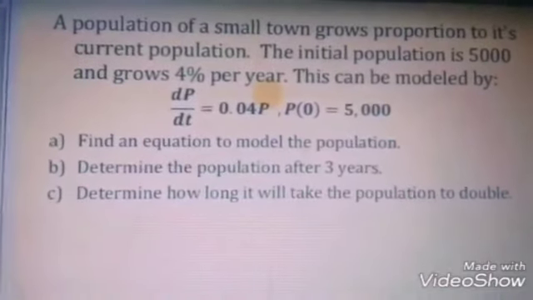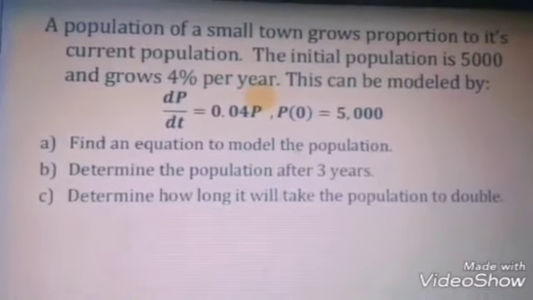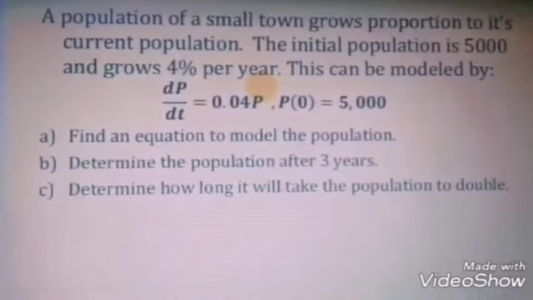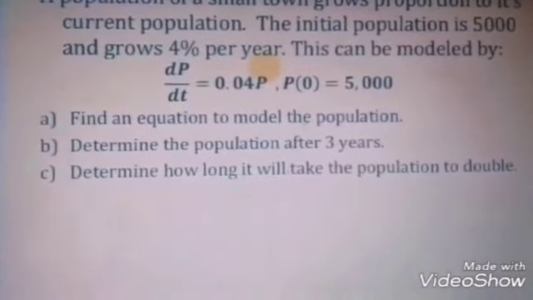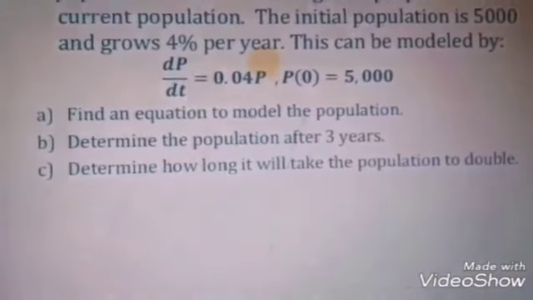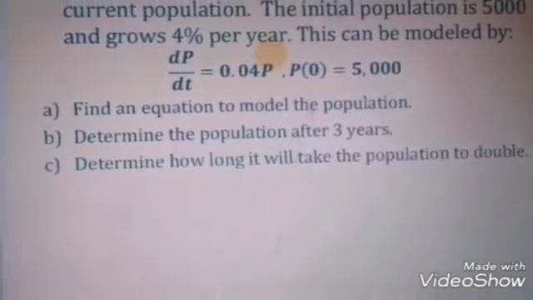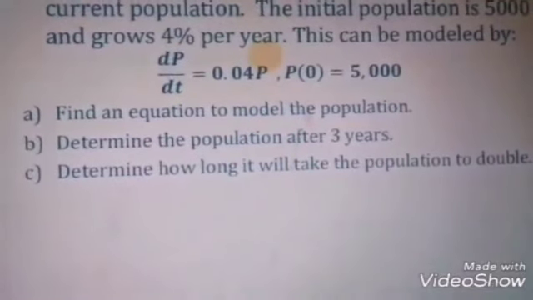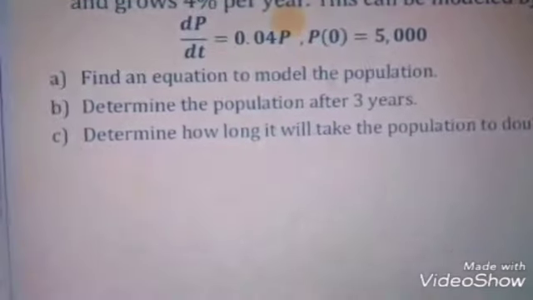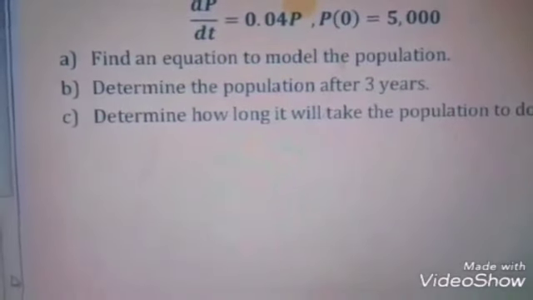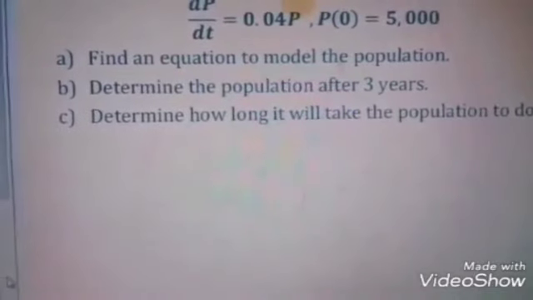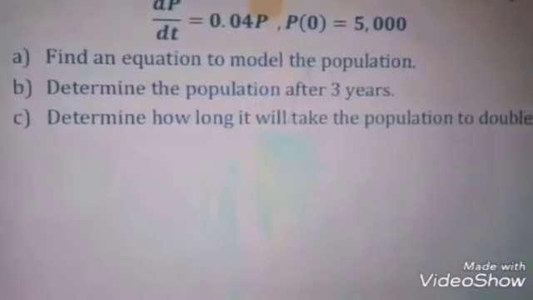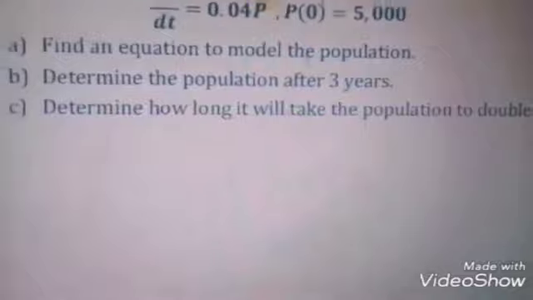The question is: a population of a small town grows proportional to its current population. The initial population is 5,000 and grows 4% per year. This can be modeled by dP/dt equals 0.04 times P, and P(0) equals 5,000. The questions are: find an equation to model the population, determine the population after 3 years, and determine how long it will take the population to double.